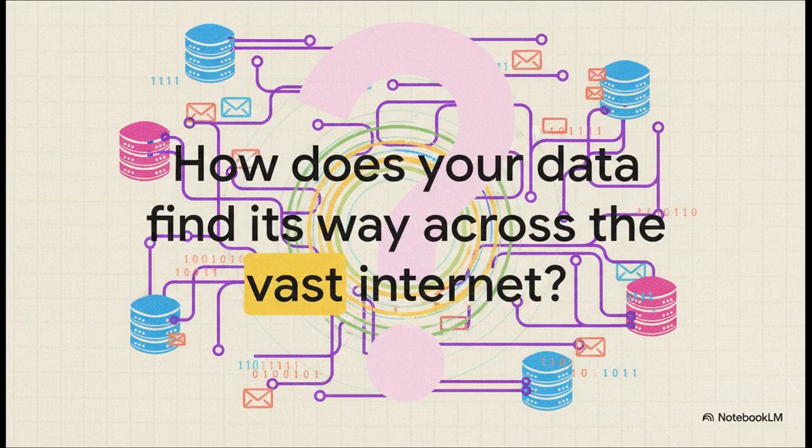I mean, think about it. It feels instant, right? You hit send and poof, it just appears on the other side of the planet. But how does it actually know where to go? Out of millions of possible roads and highways, how does it navigate that maze to find its one true destination?